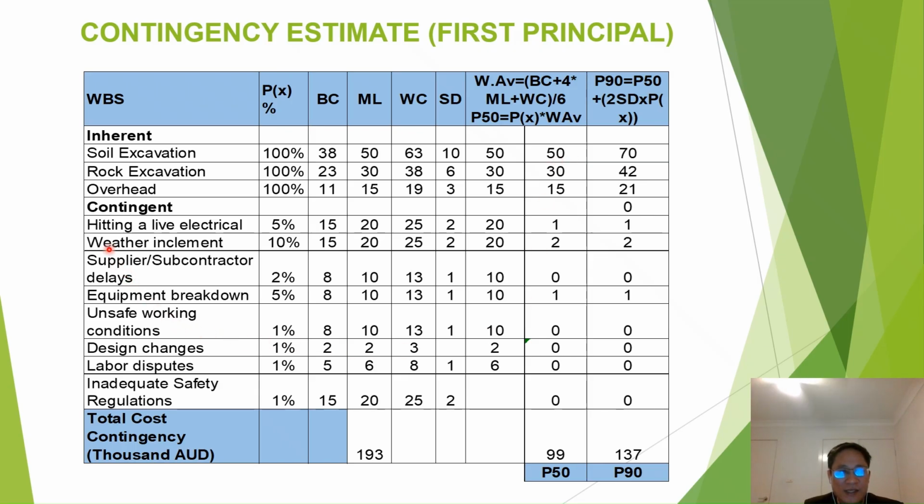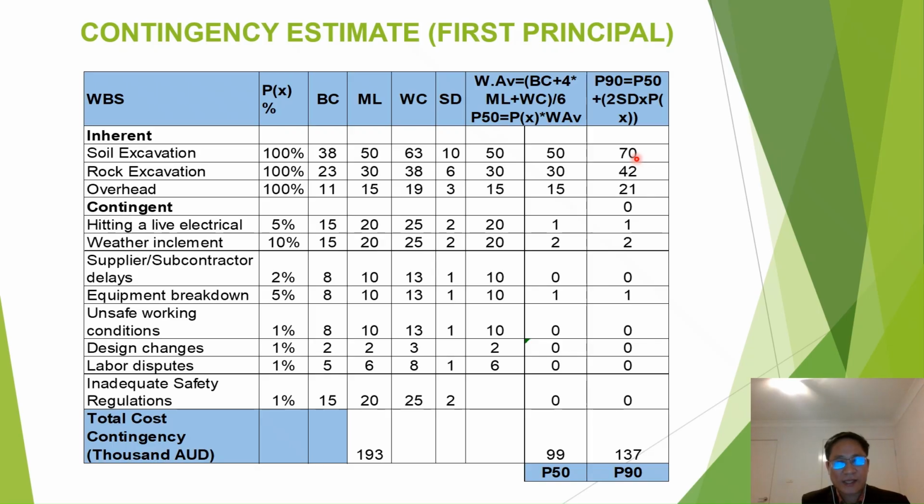And we apply the same. For example, hitting a live electrical is 5%, 5% times 20 is around 1. And for B90 is equal to B50 plus 2 standard deviations times BX. We have 70.